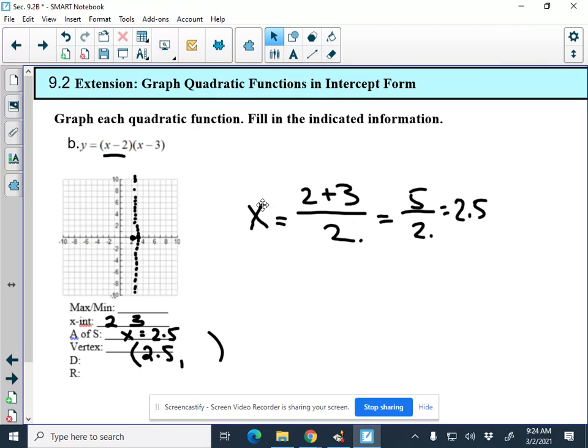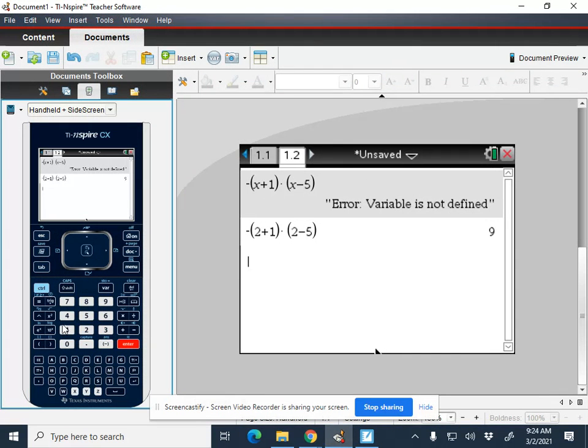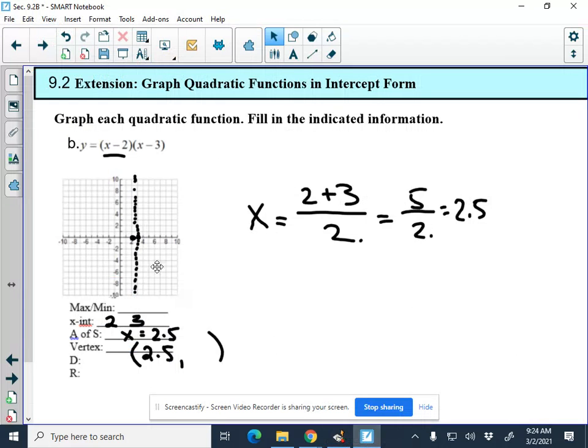So we have to take 2.5, we have to put it into the equation. So again, the idea, and I wouldn't write it, but it's x minus 2 and parenthesis x minus 3, right? Instead of x, we're going to put in 2.5. Calculator will do the multiplying for us, and we get negative 0.25. So our other value in here, negative 0.25.